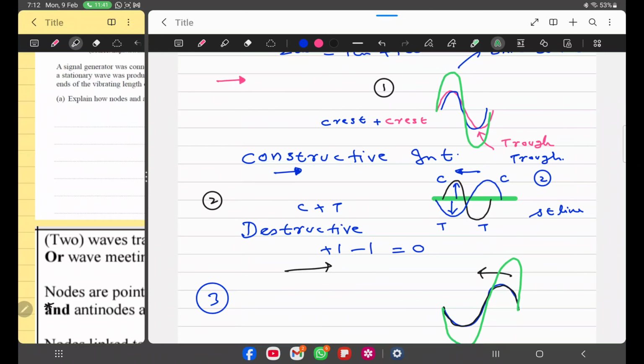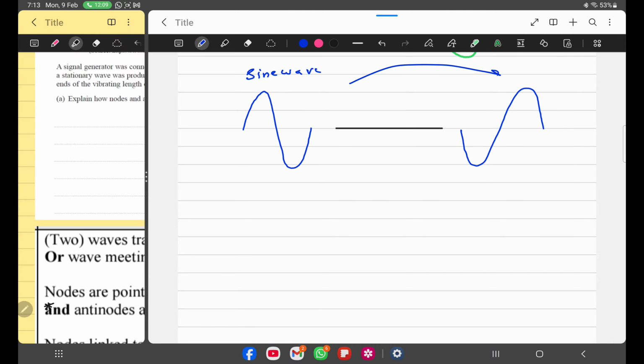And these three green waves, the first one is constructive interference, the second one is destructive interference, the third one is again constructive interference. And if you look, sine wave, straight wave, and reflection wave, it is called reflection wave. This is called sine wave, and this is the reflection of sine wave.